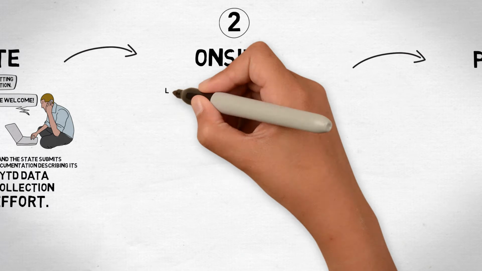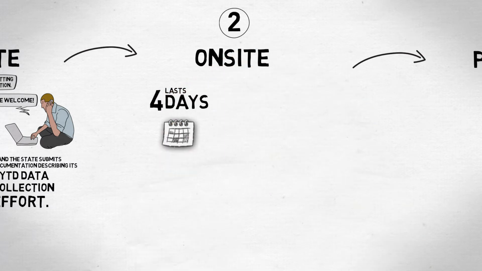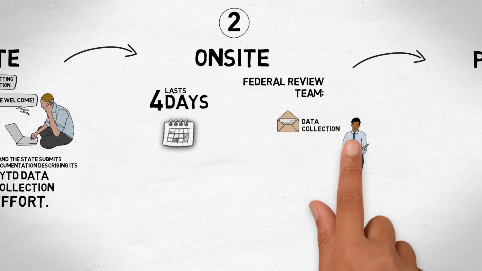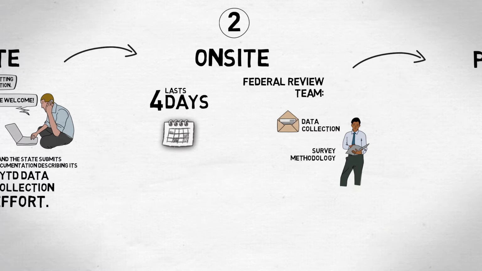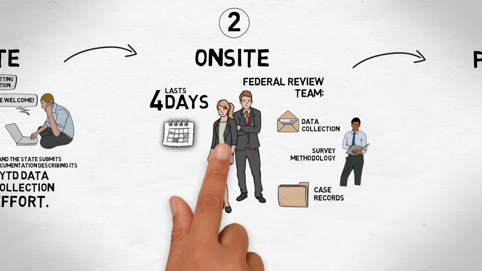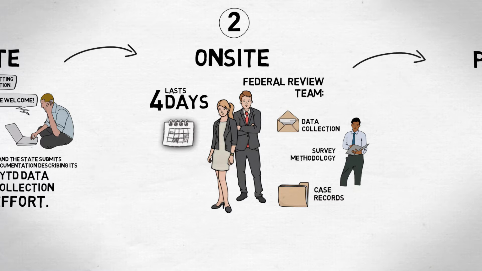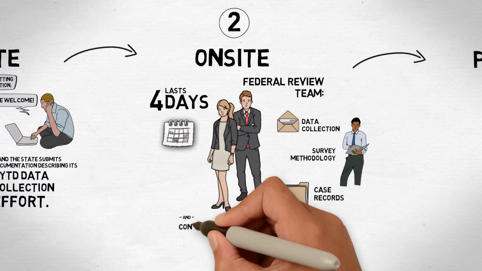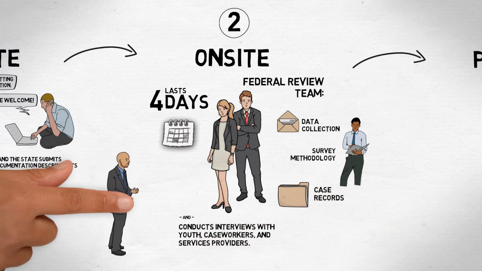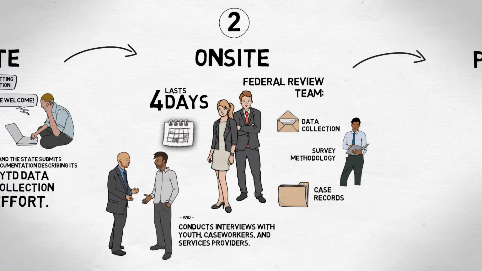The on-site phase, which lasts 4 days, includes the review team conducting a demo of the state's data collection system, a review of the state's survey methodology, and a review of actual case records of young people served by the state. The federal team conducts stakeholder interviews with youth, caseworkers, and services providers to learn more about the state's capacity to collect and use NYTD data.